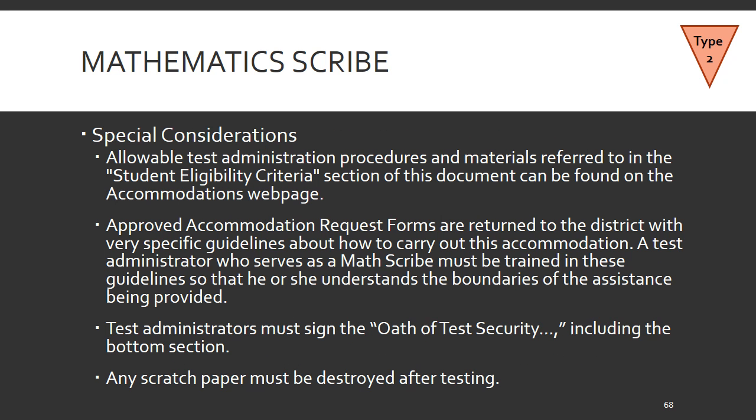Allowable test administration procedures and materials referred to in the Student Eligibility Criteria section of this document can be found on the Accommodations webpage. Approved accommodation request forms are returned to the district with very specific guidelines about how to carry out this accommodation. A test administrator who serves as a math scribe must be trained in these guidelines so that he or she understands the boundaries of the assistance being provided. Test administrators must sign the oath of test security, including the bottom section. Any scratch paper must be destroyed after testing.